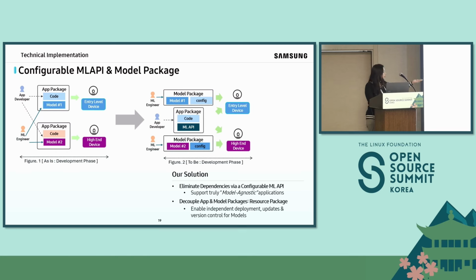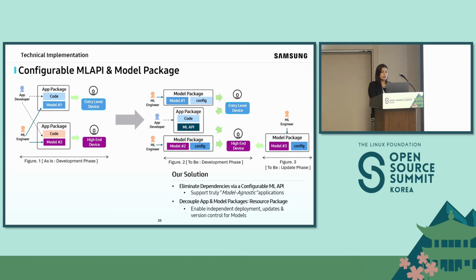As shown in figure 2, we decouple the app and the model packages with the help of the Tizen resource package. By splitting them into independent units, during the development phase, different ML engineers can take care of the development of model 1 and 2 for different devices simultaneously. The app developer needs to work on only one single application capable of running and using different ML frameworks and model formats for both entry-level and high-end devices.